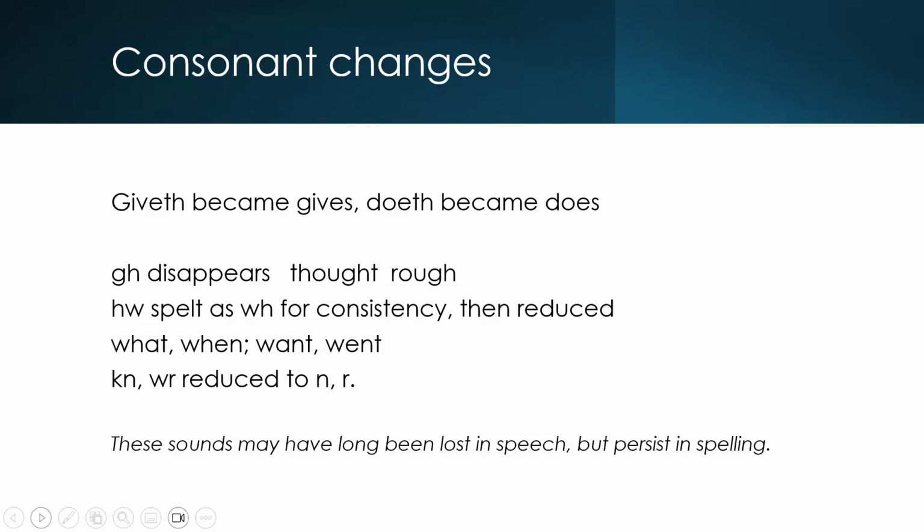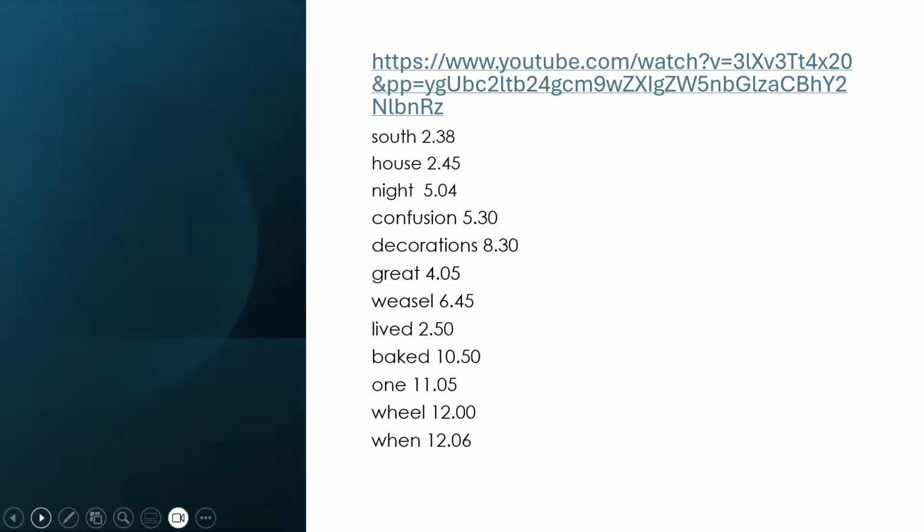We have also lost WH, pronounced with a blow at the start and originally spelt HW, but distinctly different from W. W and wh, w in want and went, wh and what and when. The initial blends KN and WR were reduced to N and R, from KN to N and WR to R. It had long and short consonants and long and short vowels, which I talked about in the last video.